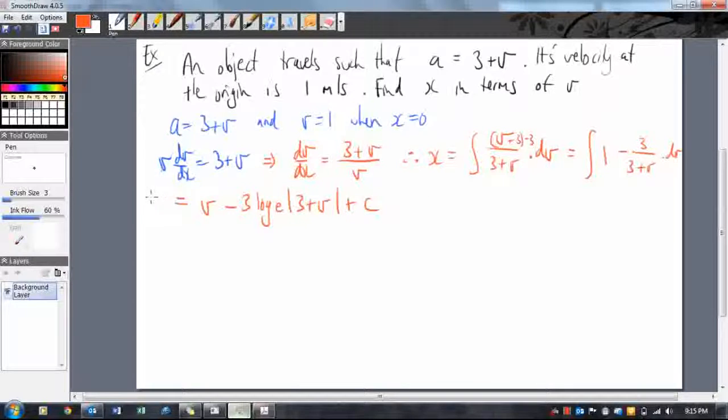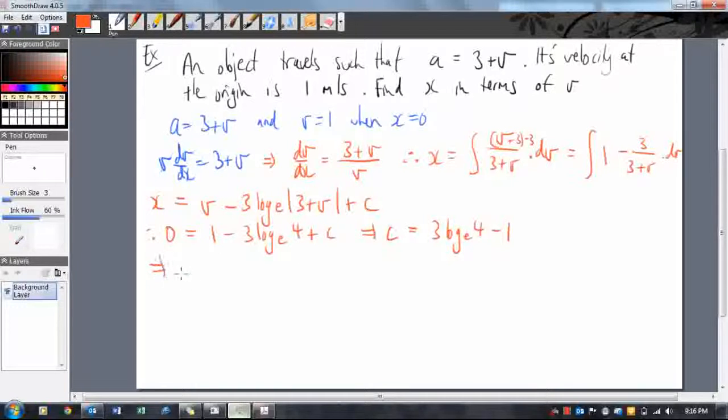Okay, so that's x. X is equal to that. We're almost there. Find x in terms of v. All we need to do is use our initial condition. Velocity is 1 when x is equal to 0. So therefore, 0 is equal to 1 minus 3 log e of 3 plus v, which is 4, plus c. So therefore, c is equal to this awful thing, 3 log e 4 minus 1.